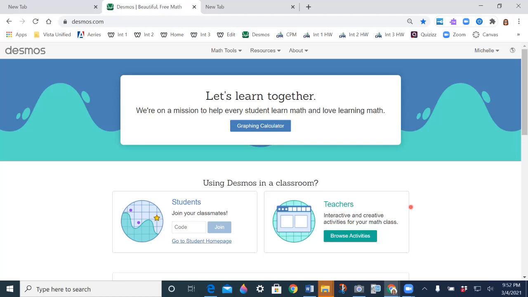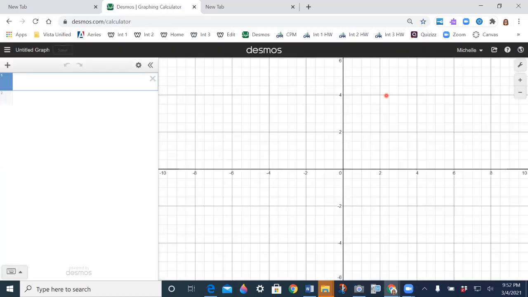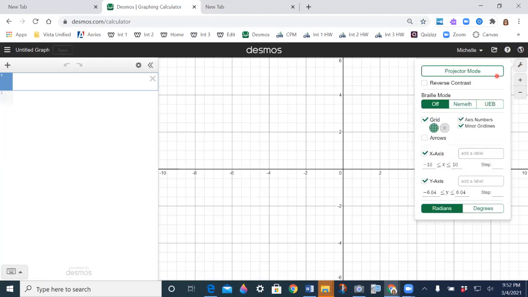So that's a little more difficult to do. Let me also show you how to do the same process on Desmos. I'm just going to Desmos, regular Desmos. You do want to come here to the wrench and change to radians. Make sure it's in radians. Usually it defaults to radians, but just make sure.